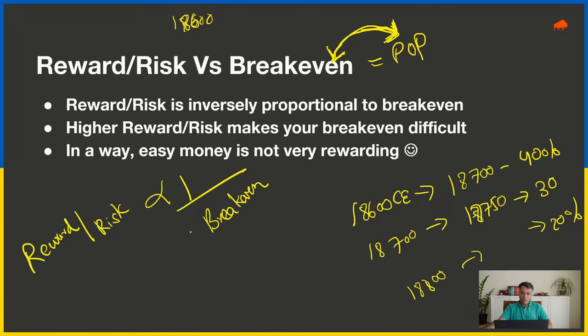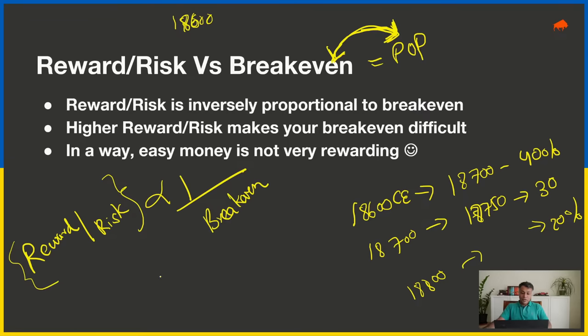You want a good reward by risk, you have to go for a faraway breakeven. Case in point, if you sell an option, it's easy to break even, but your reward by risk is poor. If you buy an option, your breakeven is difficult, but your reward by risk is usually spectacular, right?